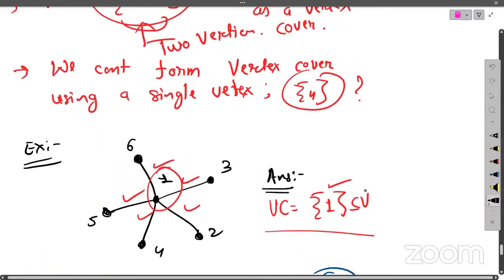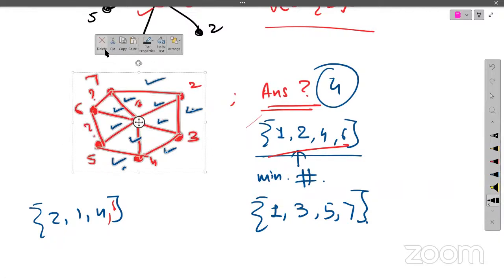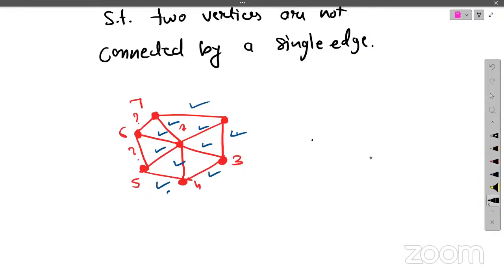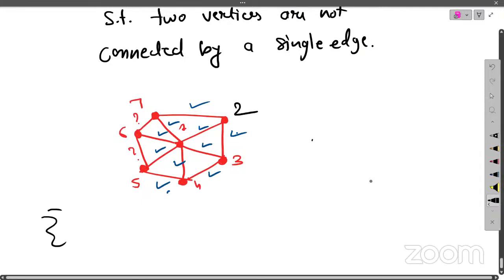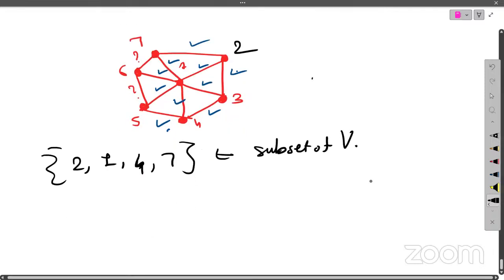So for example, suppose I'll take the same graph. Okay, so in this graph, this is the vertex number 2. Suppose I'll take the set containing 2, 1, 4, and 7, right? So this is one subset of vertices, correct? Subset of V. Is there any doubt? No, ma'am.